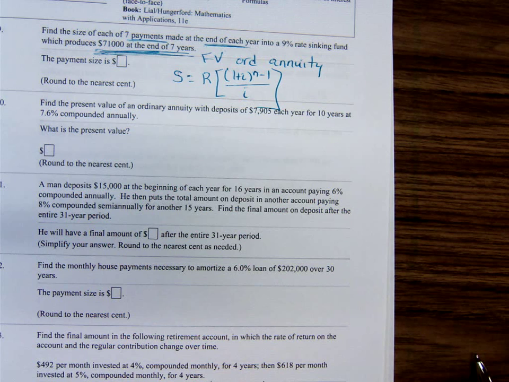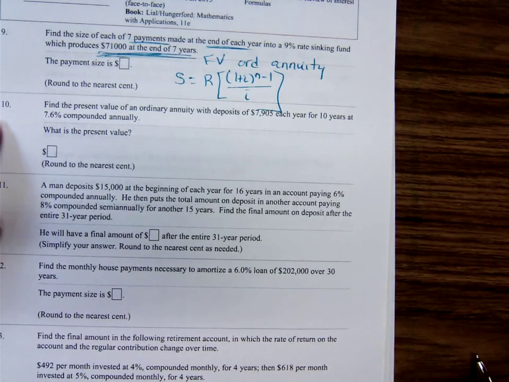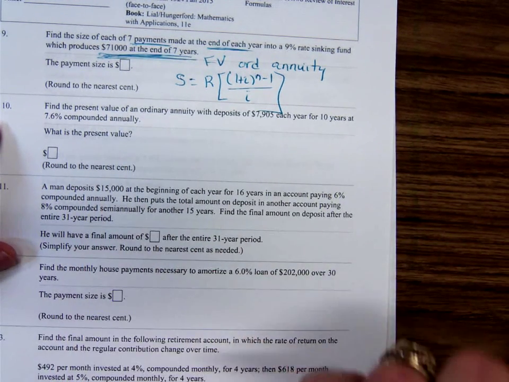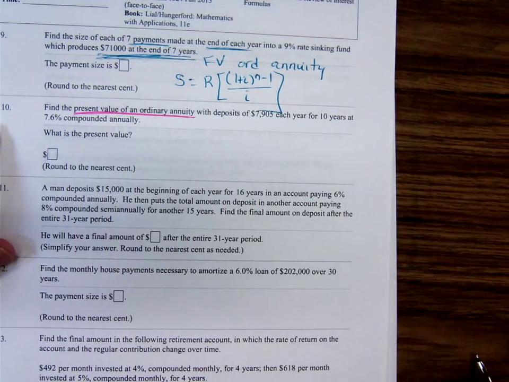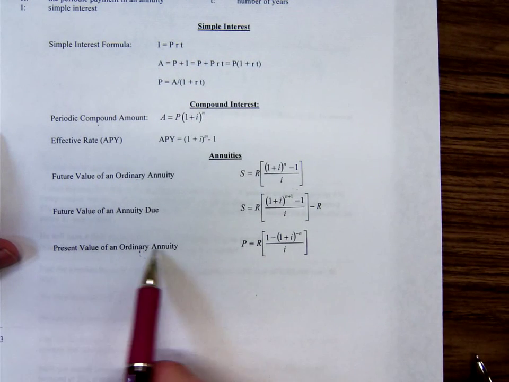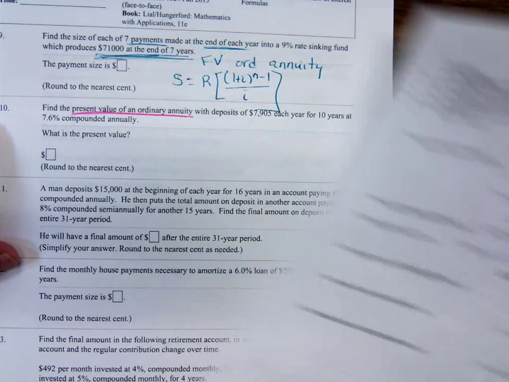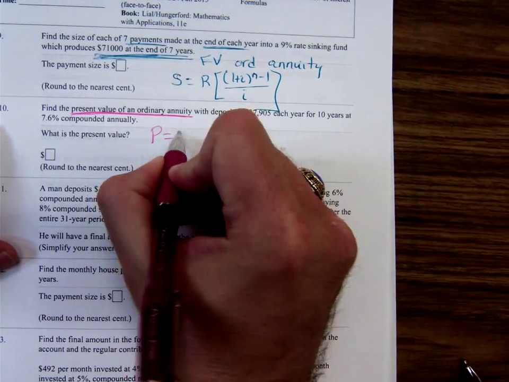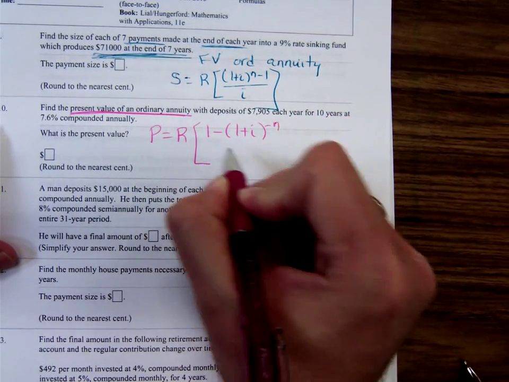What about number 7? Oh, wow. Not number 7, number 10, I mean. Number 10 says find the present value of an ordinary annuity. It's telling you which formula to use. The present value of an ordinary annuity. So that one, there's not a lot of work to decide. P equals R times 1 minus 1 plus I to the negative n all over I.